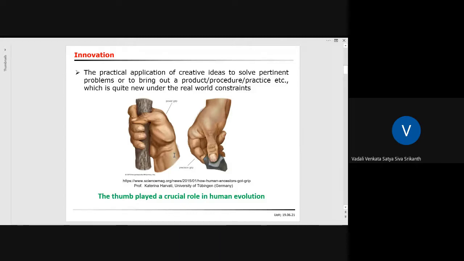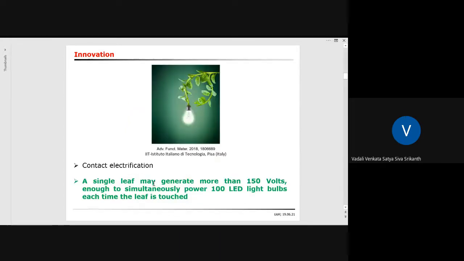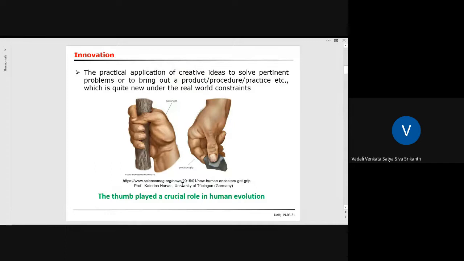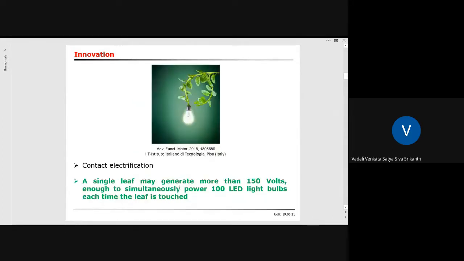Now let's come to the second. Of course, these are all experimental, there are experimental evidences. If you want to go more into this, you can search for the works published by Professor Harvati from University of Tübingen, Germany. Going to the next one.